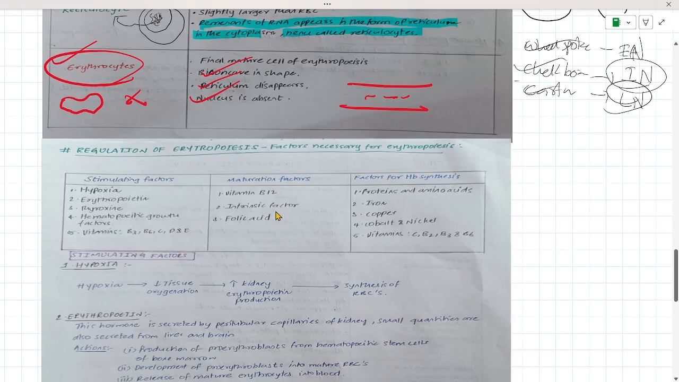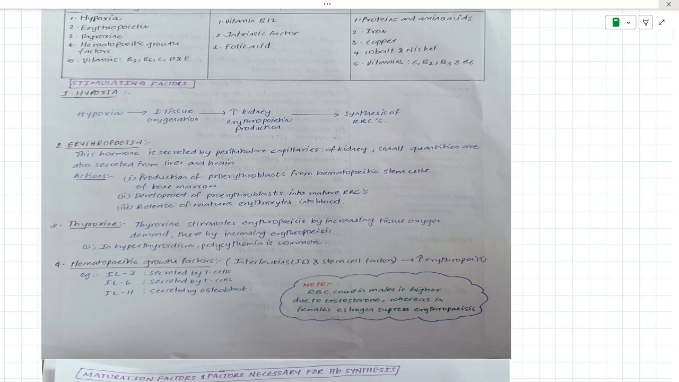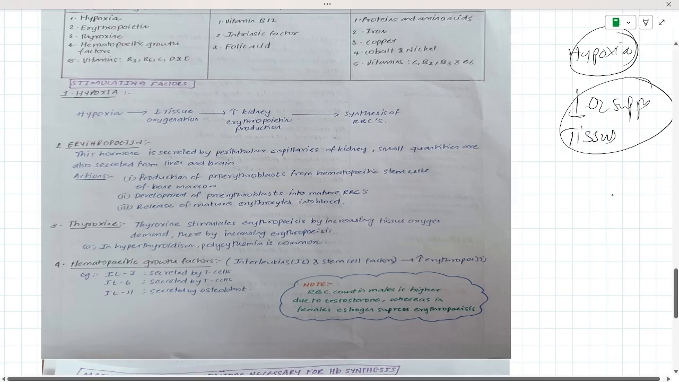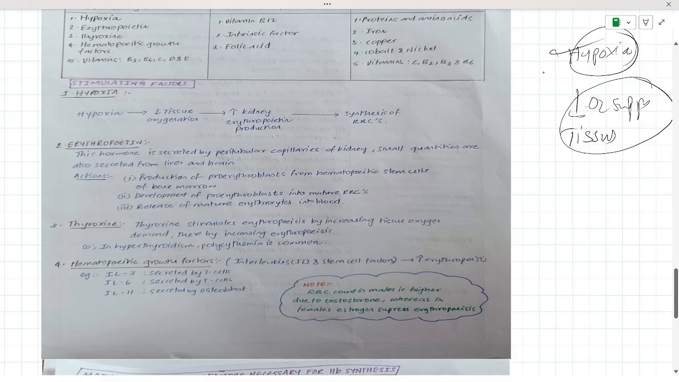Okay, the first and the most important factor is hypoxia. Now, what is this hypoxia? Hypoxia is nothing but the decreased O2 supply to tissues. When there is a decreased O2 supply to tissues, hypoxia occurs. We will be studying hypoxia in detail in respiratory physiology. But till now, understand that hypoxia means there is a decreased supply of oxygen to the tissues.